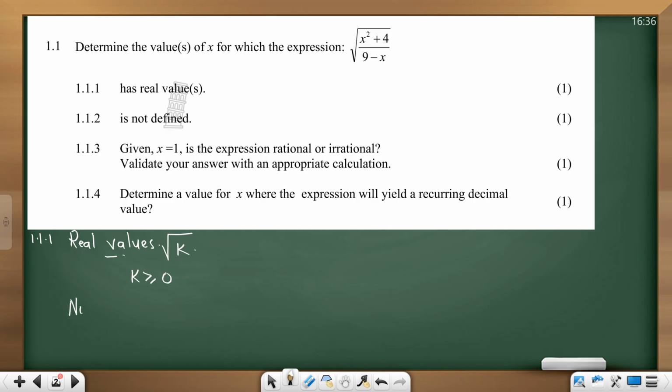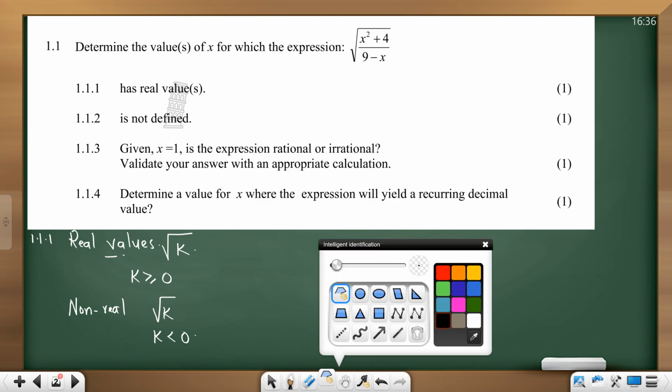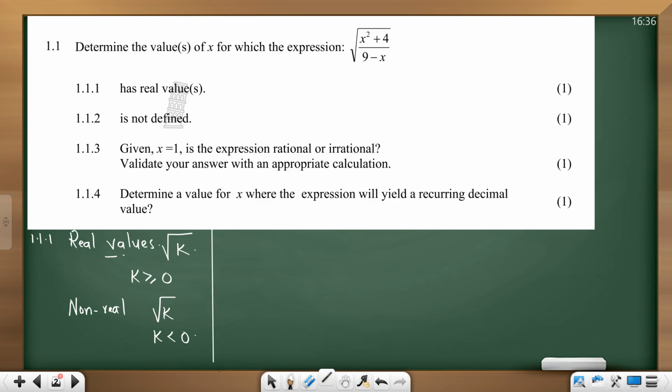For it to be non-real means error, no solution. All right? It means k would have to be less than 0. We cannot find the square root of a negative number. Let me know, before I even give you answers, is that making sense?